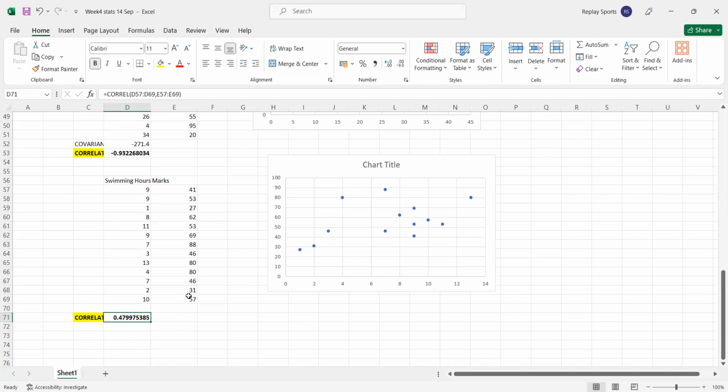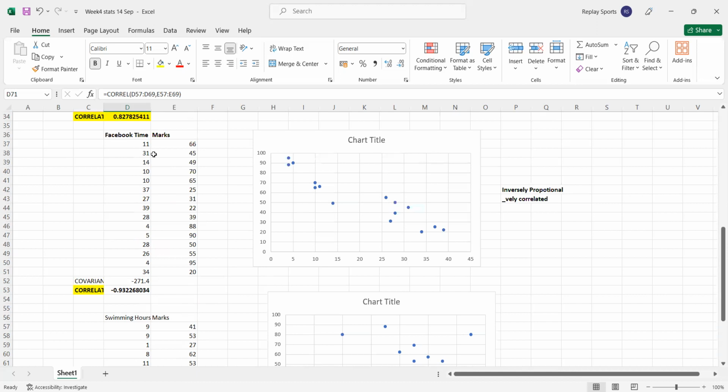Now you tell me among these. Should I spend time on Facebook? No, because if you spend... but is it stronger? Yes, 0.9. 0.9 means very strong, right? So this is what the relationship between two variables will tell you.